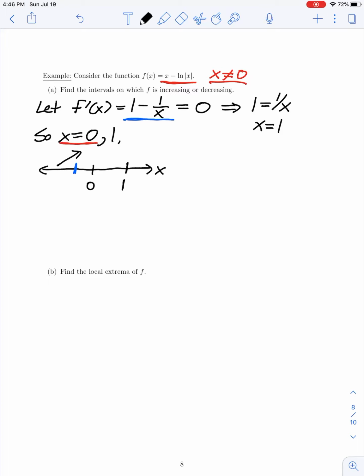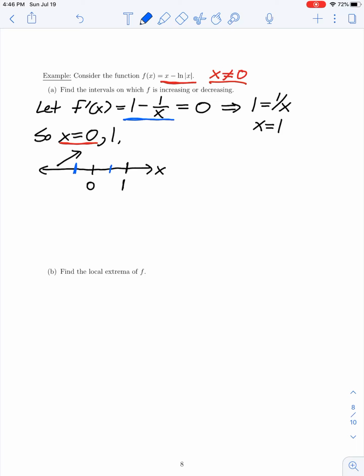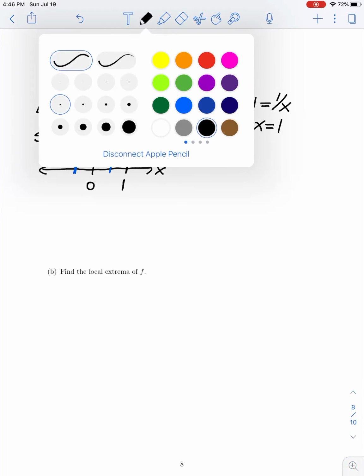So our function will be increasing from -infinity to 0. Between 0 and 1, we could choose a test value of 1/2. Substituting 1/2 into the derivative, we have 1 minus 1 divided by 1/2, or 1 minus 2, which gives us a -1. Our function would be decreasing on that interval.